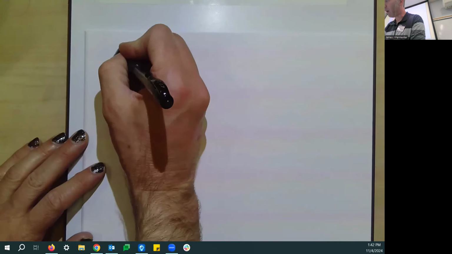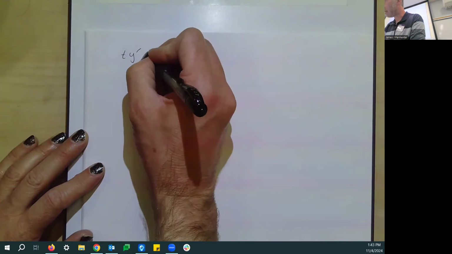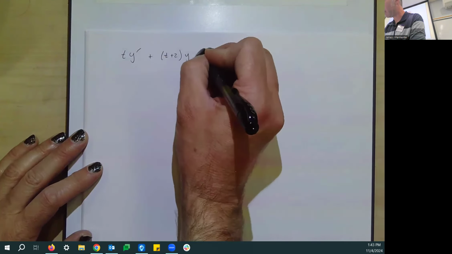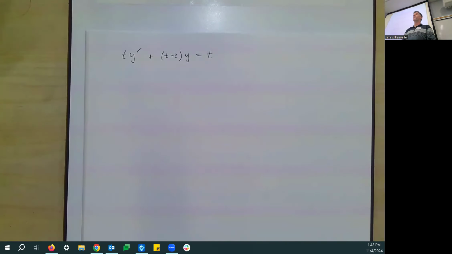Let's look at t times y prime plus t plus 2 times y equal to t. Is this a first order linear differential equation? Is it first order? Yes, my highest derivative is the first derivative. Is it linear?